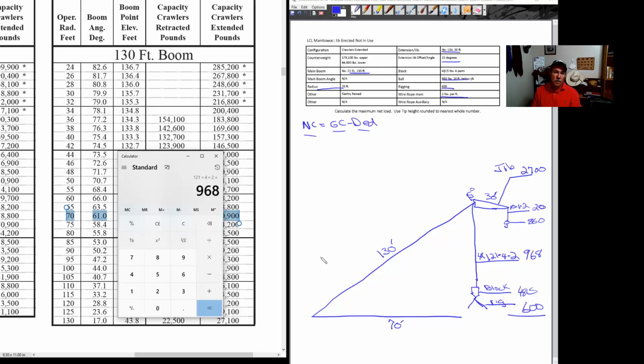Double check, recheck. Make sure that you are doing it correctly, because the consequences are just too great if you make a mistake.